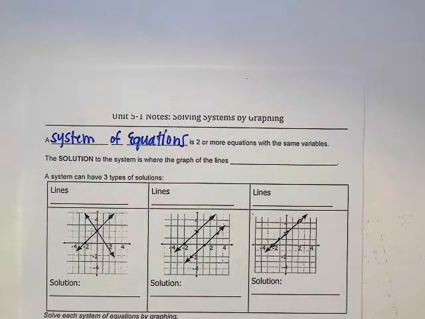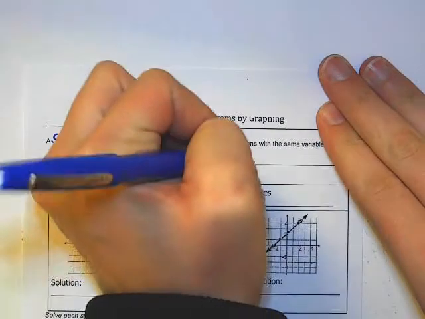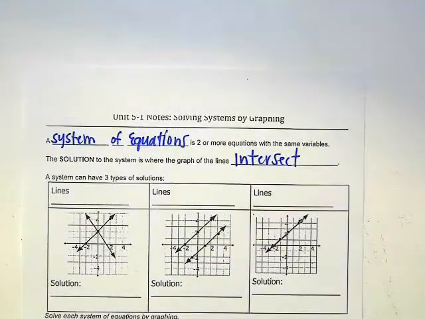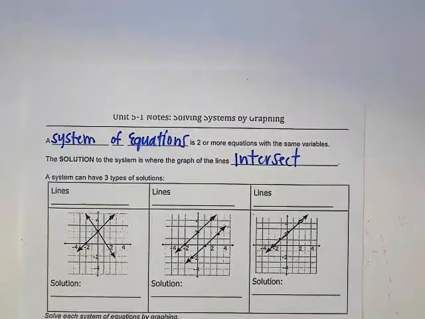The solution to the system on the graph is where the lines intersect. Where they cross. So wherever the lines cross, that's going to be your solution. And we'll talk about why that's the solution in a minute.